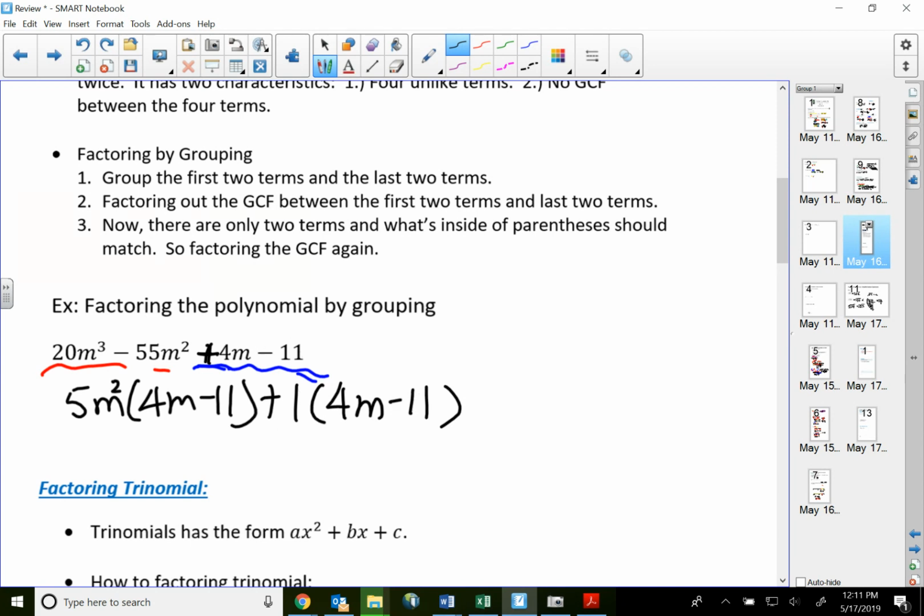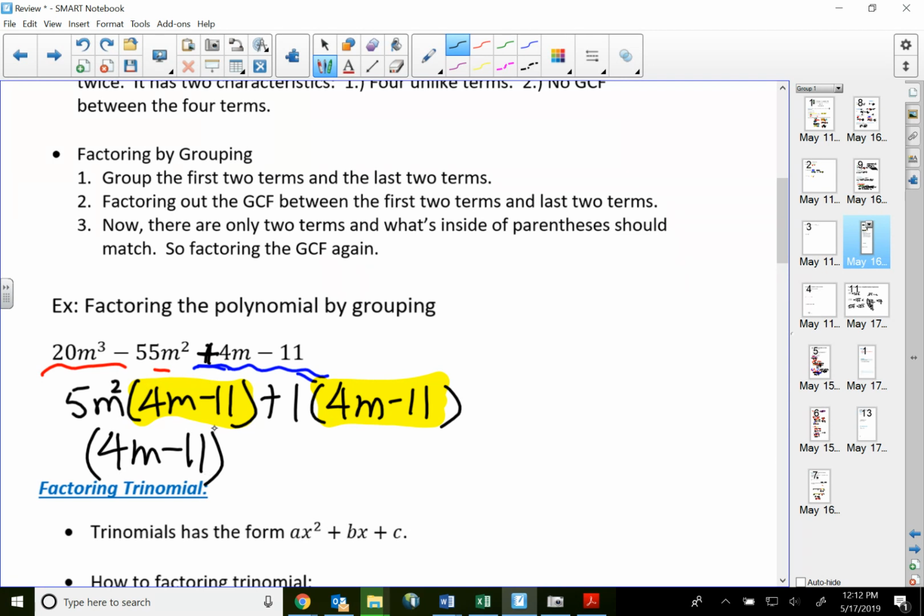So I'm purposely factoring out a positive 1 so my 2 parentheses will match. Because once the 2 parentheses match between the 2 terms, the greatest common factor between the 2 terms is actually 4m minus 11. It's 2 terms representing 1 greatest common factor, so I put them in the parentheses.